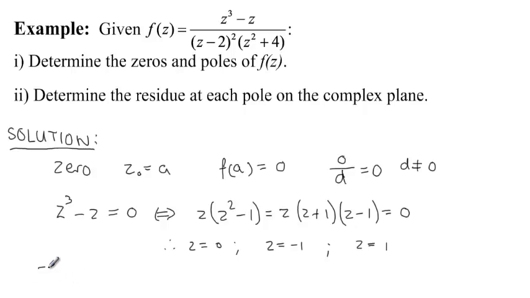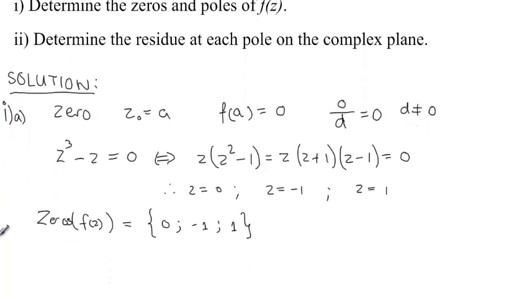Let's denote them as zeros of f of z, giving them as a set. We'll have zeros of f of z equal to 0, minus 1, and 1. So that's the complete set of the zeros of f of z. Now, this is part A of 1.